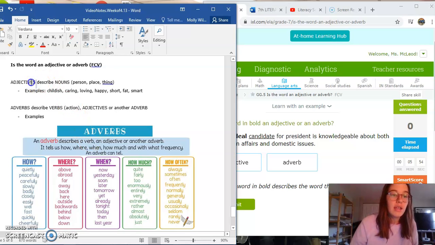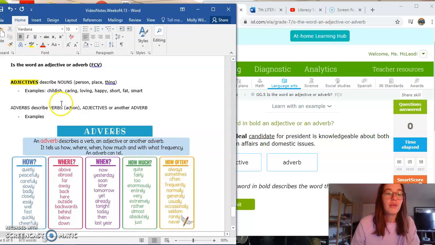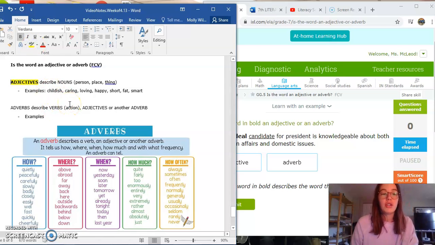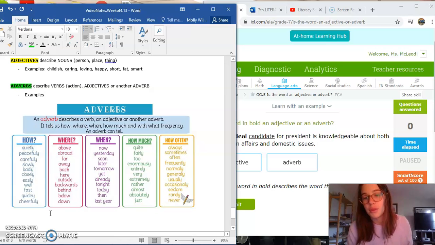So an adjective is words that describe a noun. So examples are childish, caring, loving, happy, short, fat. And then adverbs describe verbs usually, and sometimes they describe adjectives or another adverb. So examples are here. Quietly, peacefully, badly. Remember that rule with the ly. If it has an ly, it's an adverb.